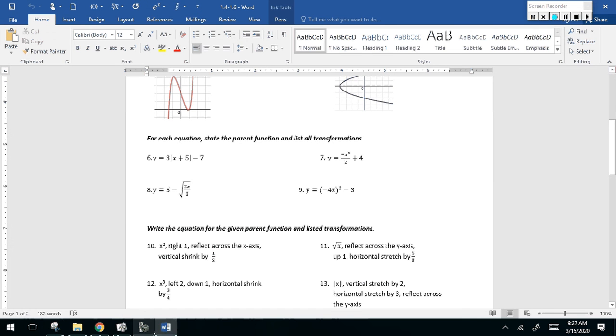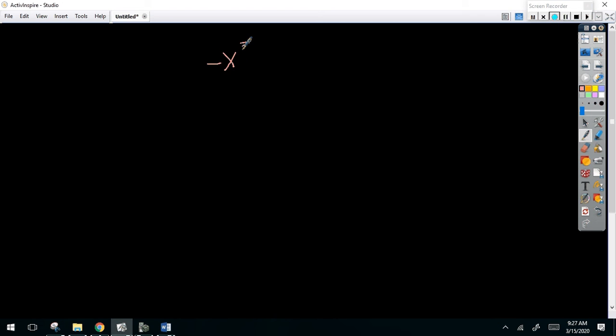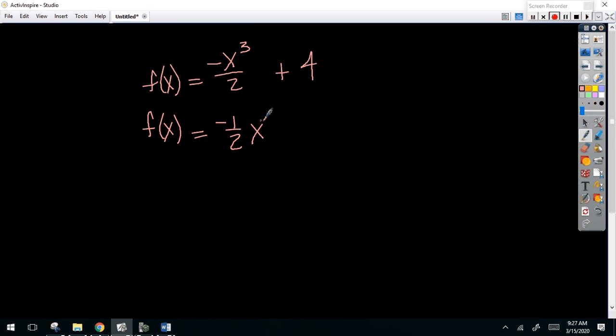All right. For the next one, we have negative x cubed over 2 plus 4. One thing I'll tell you about this one is the divided by 2, I can rewrite that as negative 1/2 x cubed plus 4. So be very careful of that as you analyze these. All right, so here my parent is x to the 3rd.